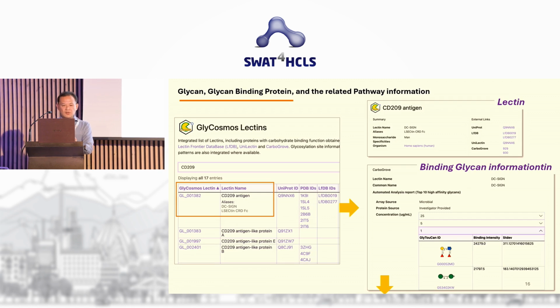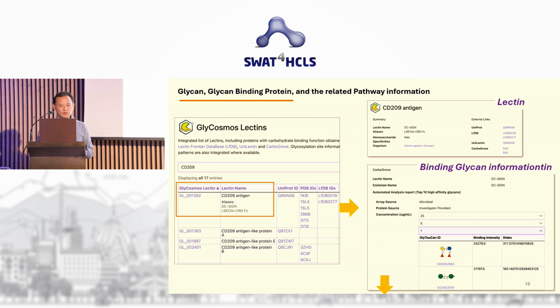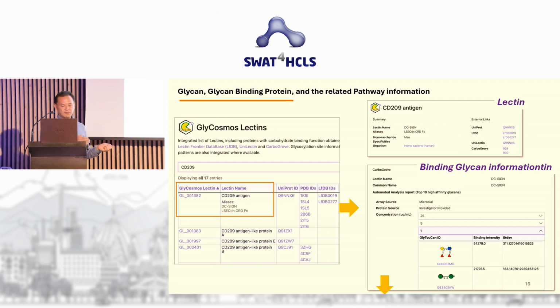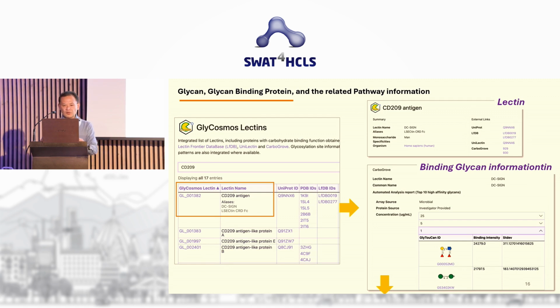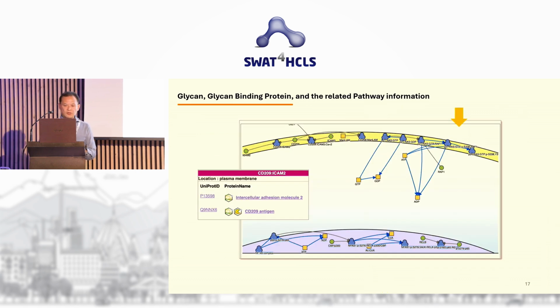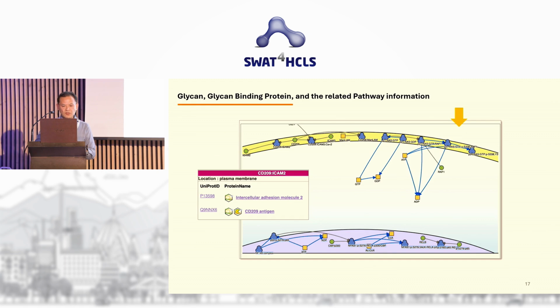And also this is the GlyCosmos lectin interface. You can get lectin information with functionality similar to that for genes or diseases. Not only can you get the lectin, but also the binding glycan information. And also here is pathway information. This is a localization view: this is a membrane, and a nucleus, and where each protein or glycan resides in the cell. So you can get this kind of information visually.